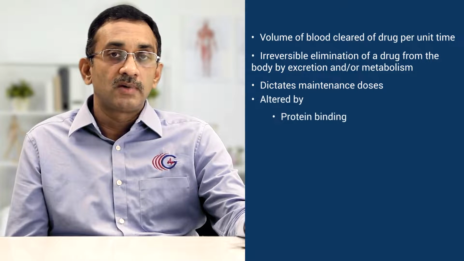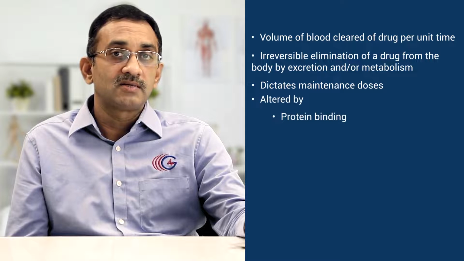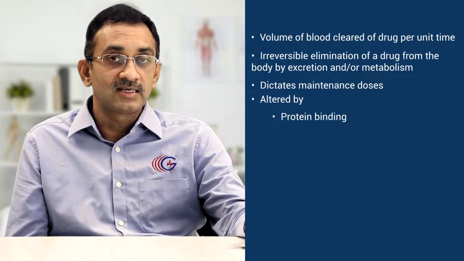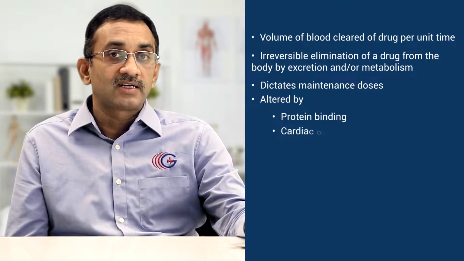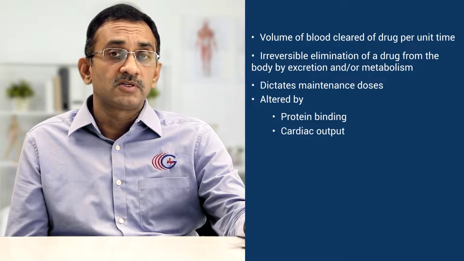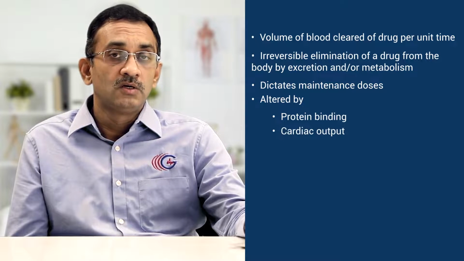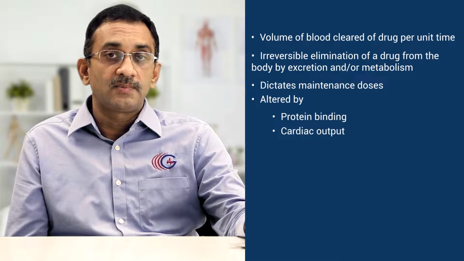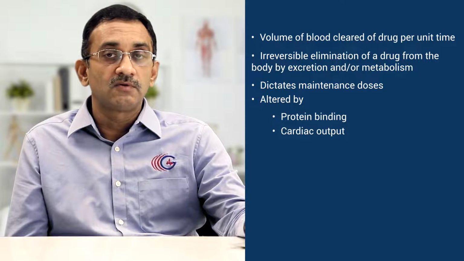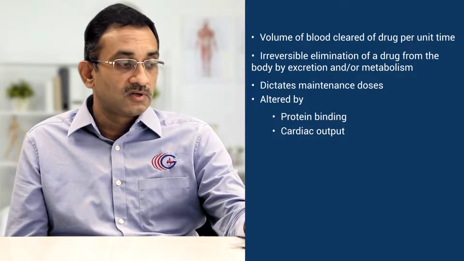If a drug is bound by protein, it is unlikely to be excreted by the kidney because it doesn't get filtered as much. It can be affected by the cardiac output. If the cardiac output is very high or very low, the renal blood flow can change, the hepatic blood flow can change, and therefore we can have altered clearance of drugs.